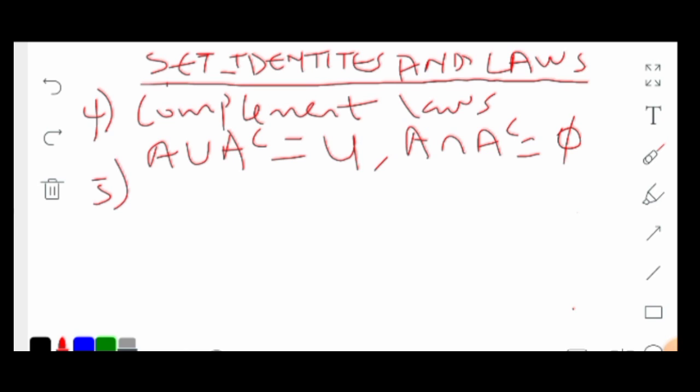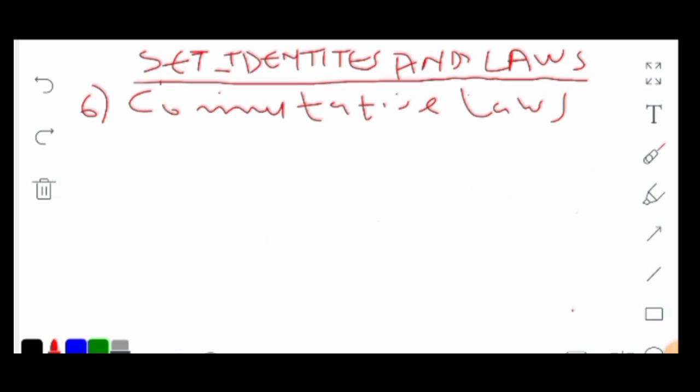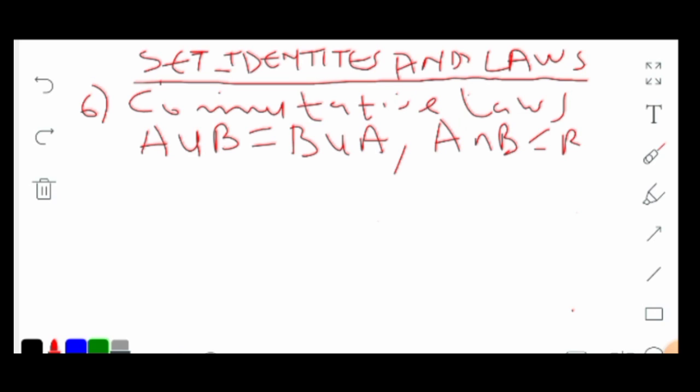Number five, you have double complement law. What does it say? So this one says (A complement) all into complement always gives us back A. As simple as that. So commutative law says A union B equals B union A, or we can say A intersection B equals B intersection A. Same thing. So when you do this, it will give us the same answer.